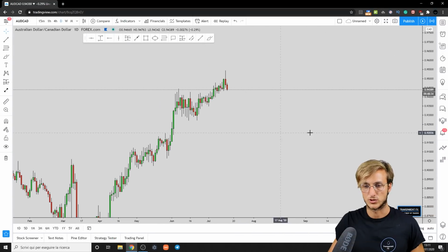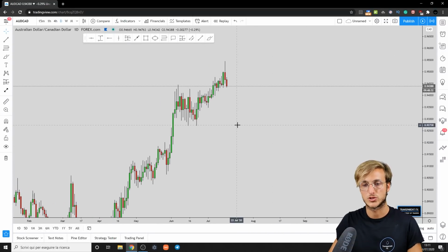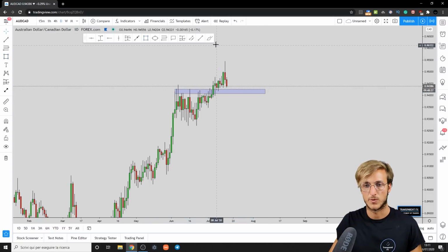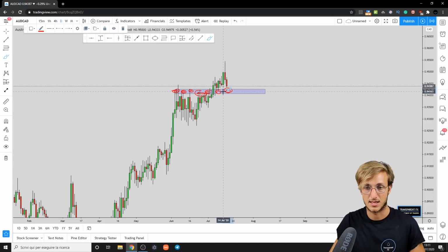Now, when it comes to the structure, okay, where is the actual structure of the market here? It's pretty easy to see that the structure is here, right? Because this level here was acting as very strong resistance here, resistance here, resistance here, resistance here, resistance here, broke to the upside, turned support, and again support at this level.